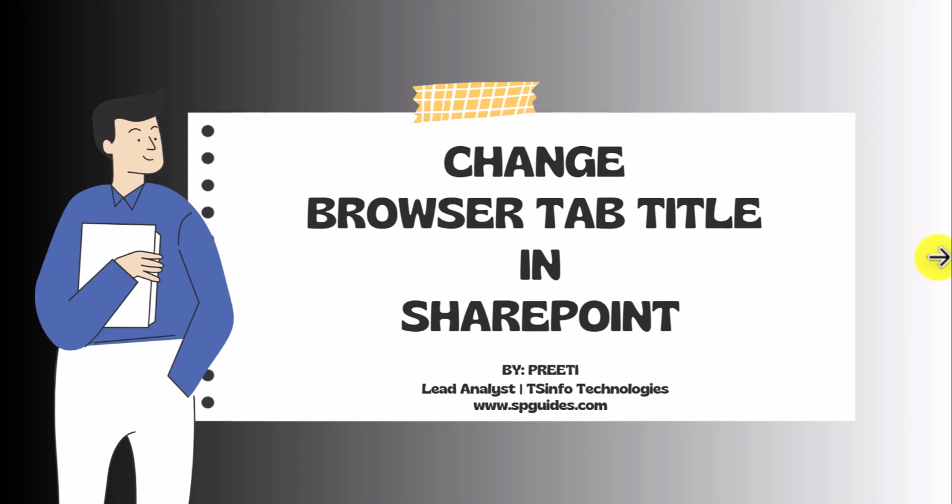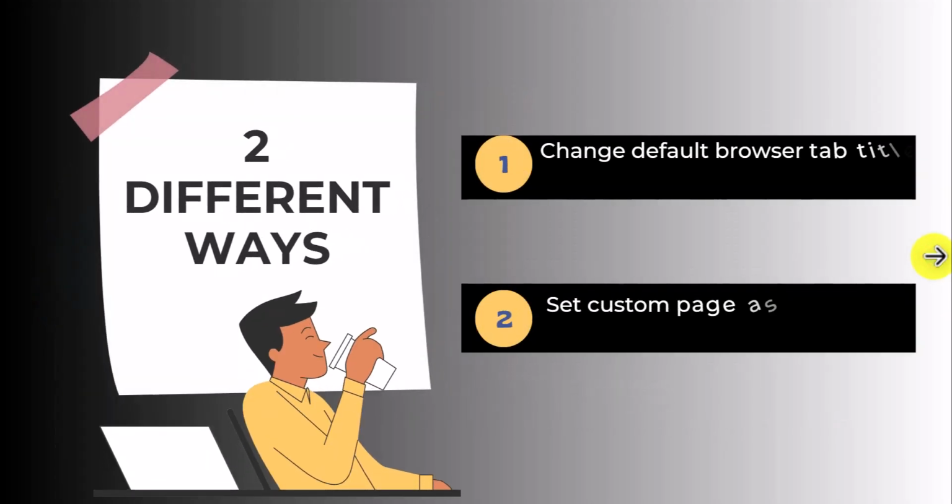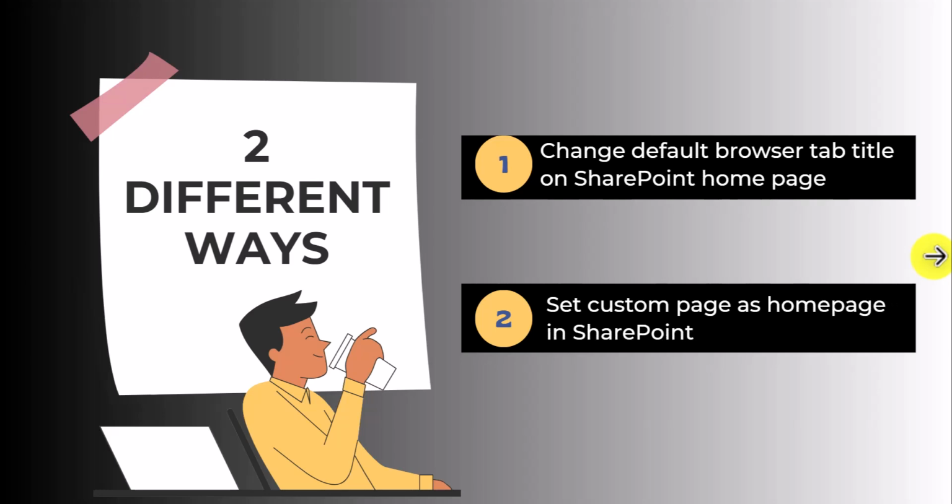So in today's video tutorial, I came up with a different topic called how we can change the browser tab title in SharePoint. In this video tutorial, I am going to tell you two ways: how we can change the default browser tab title on the SharePoint homepage, and how we can set our own custom page as the homepage in SharePoint. So let's move on. First of all, I will show you one example of how it works, and then I will tell you the steps.